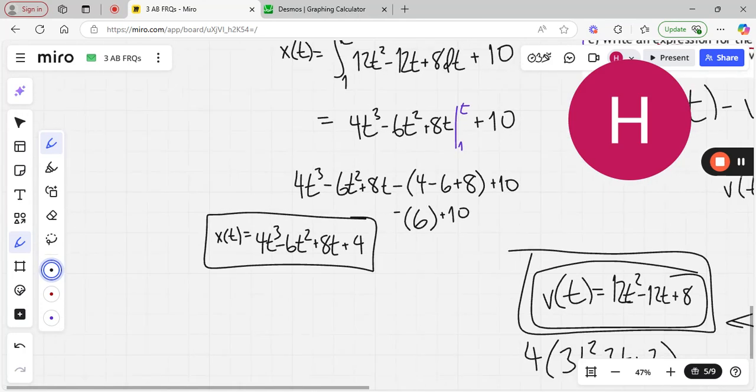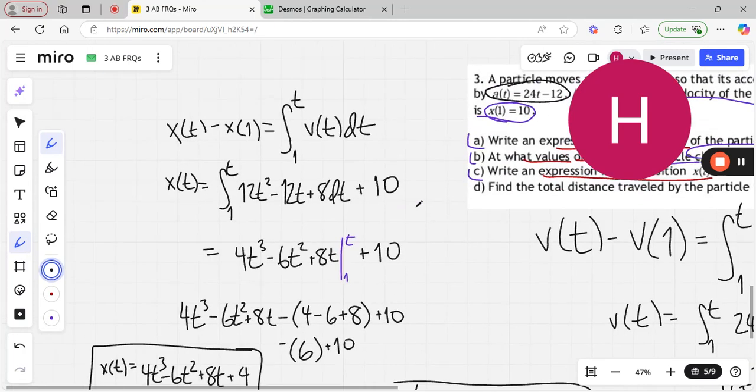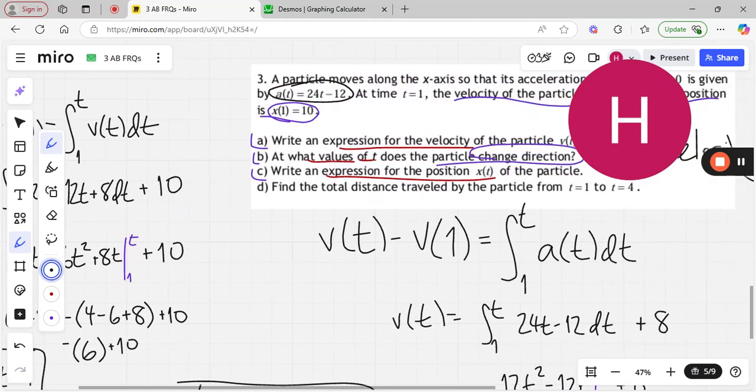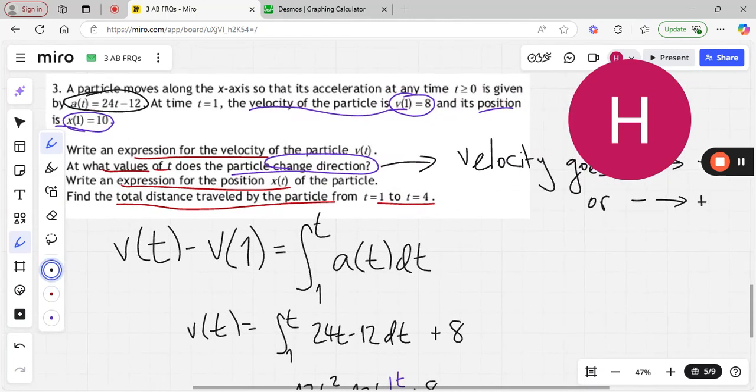All right, that is part C. Took a little more time there, right? We had to plug in 1, evaluate that, but not too bad. So for part D, find the total distance traveled from 1 to 4. Now we have to be careful on how we understand total distance, and this problem actually ends up being a lot easier than I thought because we don't have to consider too much.